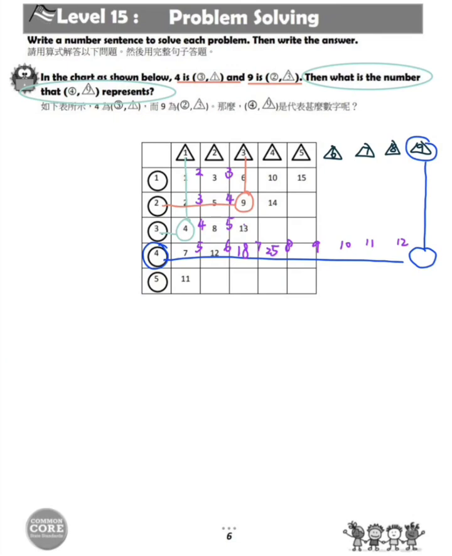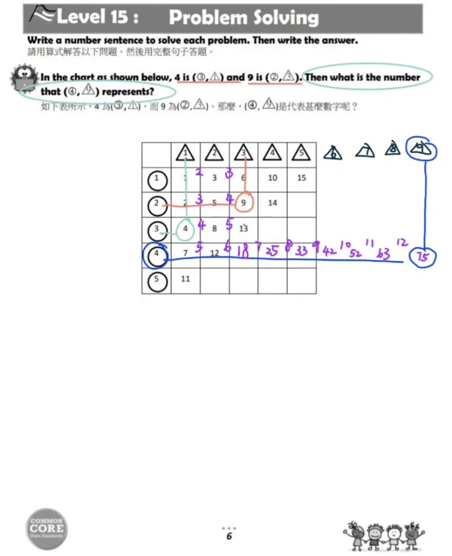25 plus 8 will be 33. 33 plus 9 will be 42. 42 plus 10 will be 52. 52 plus 11 will be 63. 63 plus 12 will be 75. So the answer will be 75.